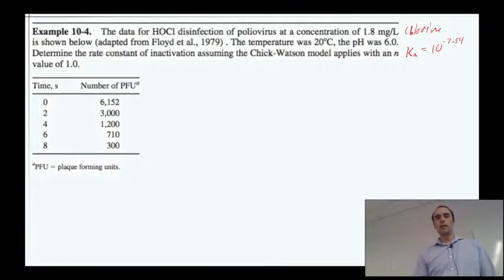Would be very close to that at 20 Celsius. The pH was 6, and it says determine the rate constant for inactivation, assuming Chick-Watson model applies with an n value of 1. So the Chick-Watson model is essentially saying that dN/dt is going to be equal to negative k times C to the n power.